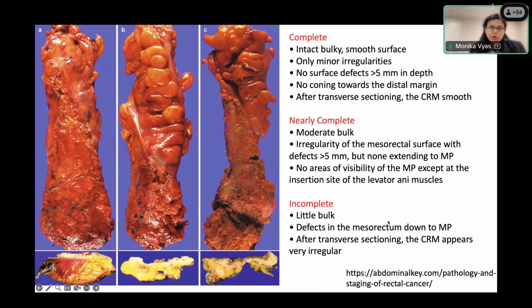And evaluation of TME is done on fresh state, like this type of specimen, and also after fixation, when you cut the rectum in coronal sections, you will be able to see on transverse sectioning, you'll be able to see the irregularity of the CRM much better. So evaluation of TME is a multi-step process.